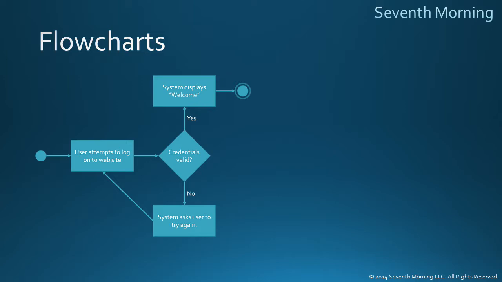So note that these two outcomes are also handled differently from here. If the system welcomes the user, we consider the process complete, and that's why we have the connector going from that welcome step to the finish shape. But if the system tells the user to try again, then we have a connector going back to the step in the process where the user attempts to log on to the site.